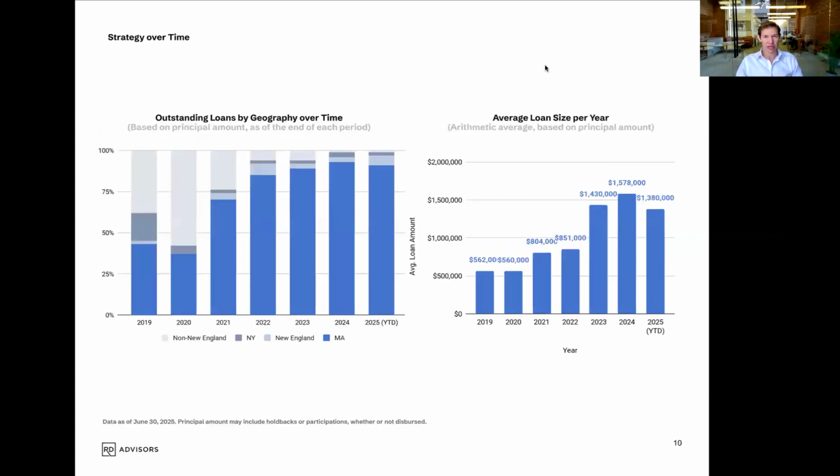So where are we today? This is over time, just a quick snapshot. When we set this up in 2017, it was myself and the family office, and we started lending kind of all over the U.S. Half of it was in the New England area, so Massachusetts. But then a bunch of it was in New York. We have an office in New York. We did some stuff in the Midwest. We did some stuff in California.